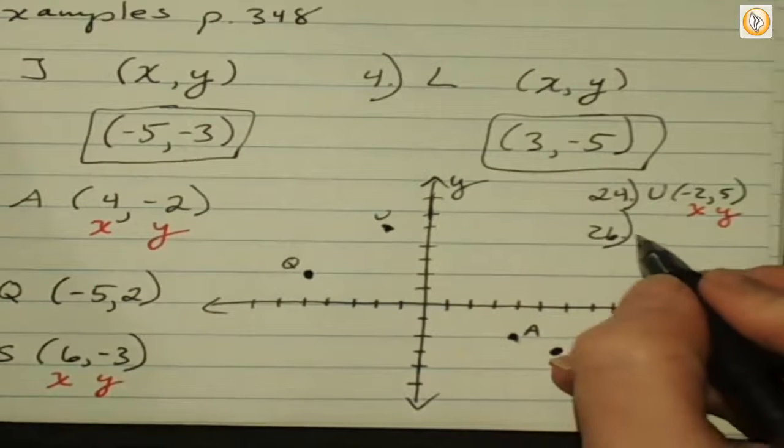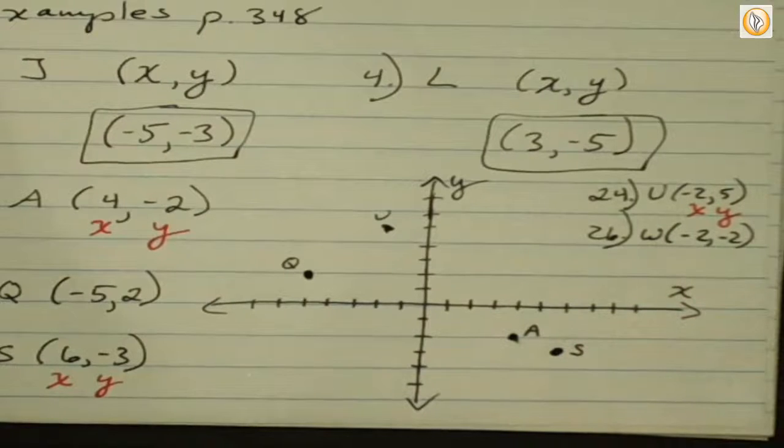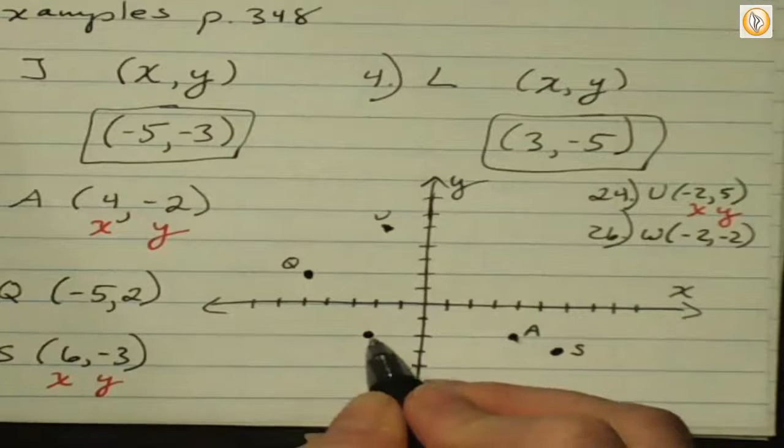26. W is -2 and -2. Kelly? Yes. -2 is x and then -2 is y.